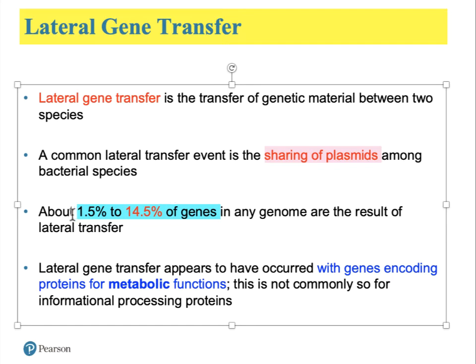By all estimates, about 1.5 to 15% of genes for any genome are the result of lateral transfer. This is more common in prokaryotes than eukaryotes, but it still happens to some degree across eukaryotes. The evidence suggests that certain genes are more prone to lateral transfer than other classes of genes. What we're trying to say here is that genes for biological metabolic functions are the ones that tend to be more readily found as a result of lateral horizontal gene transfer than are genes for information processing functions.